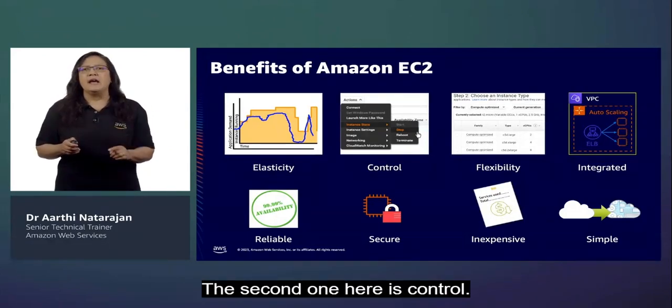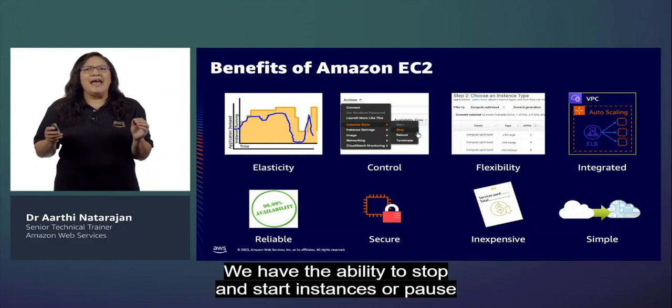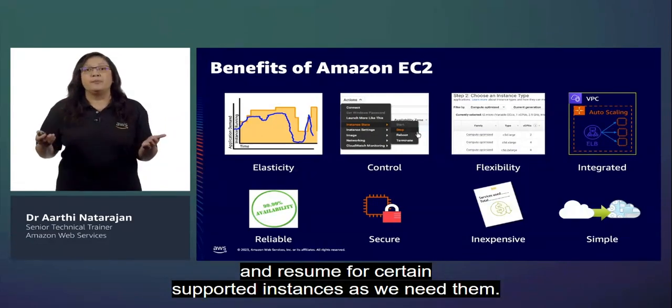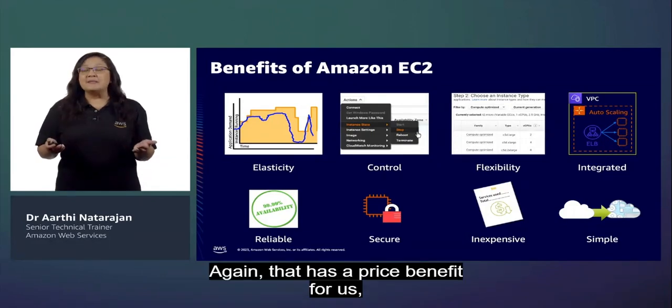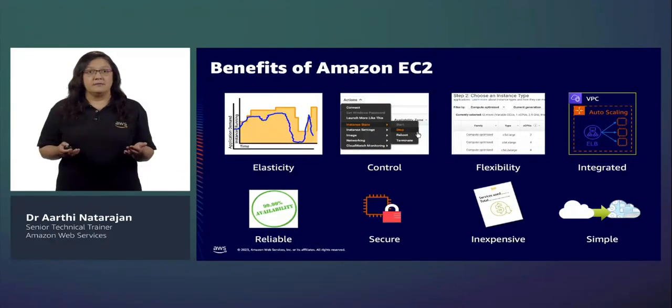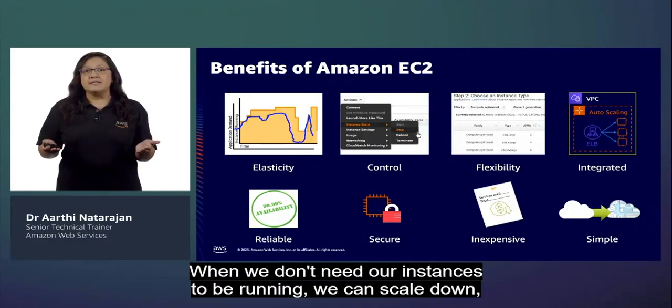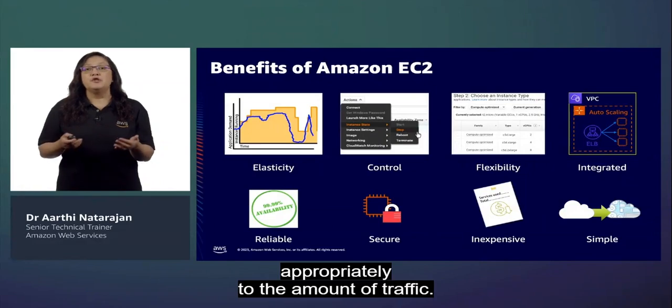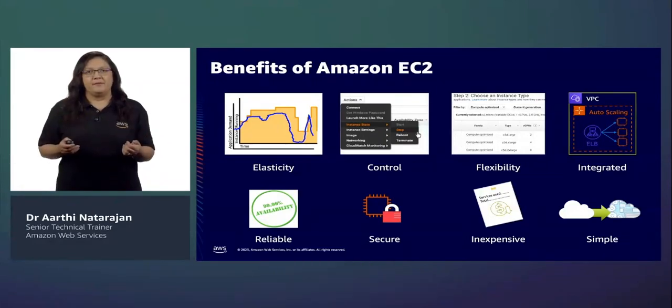The second one here is control. We have the ability to stop and start instances or pause and resume for certain supported instances as we need them. Again, that has a price benefit for us, the ability to save on cost. When we don't need our instances to be running, we can scale down. But then it also gives us the ability to size our fleet appropriately to the amount of traffic.